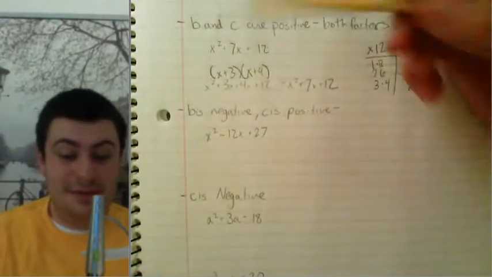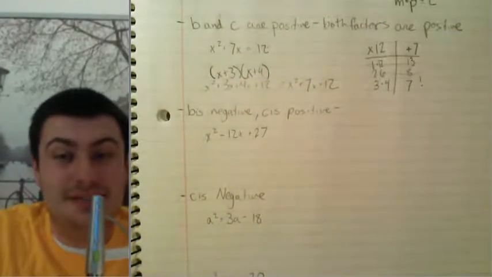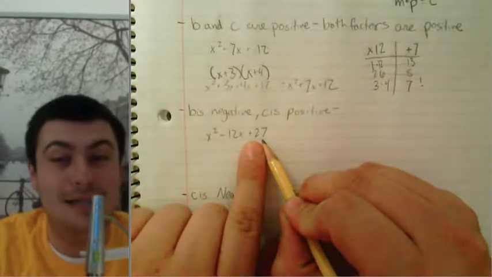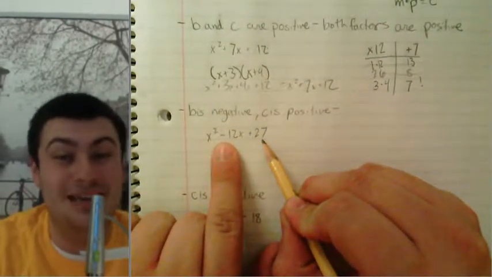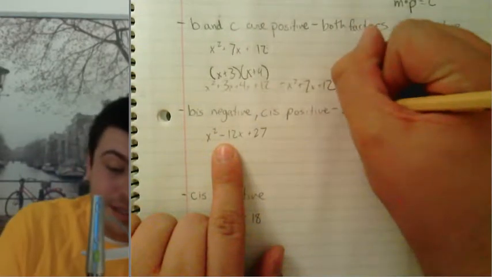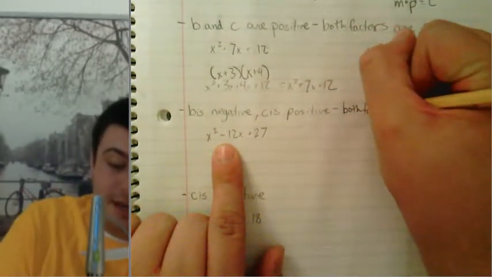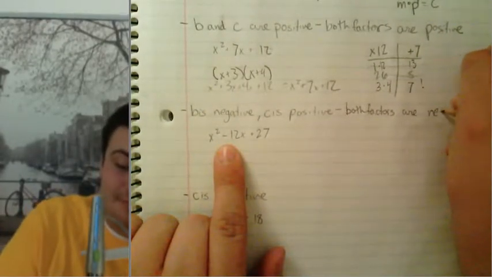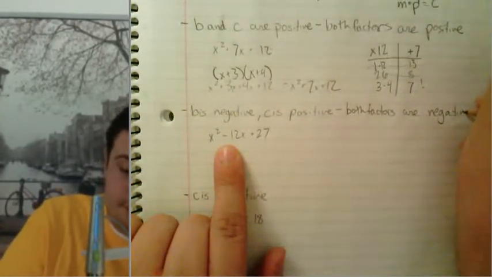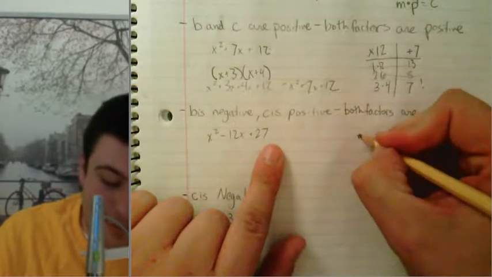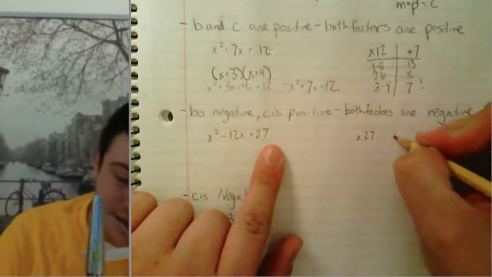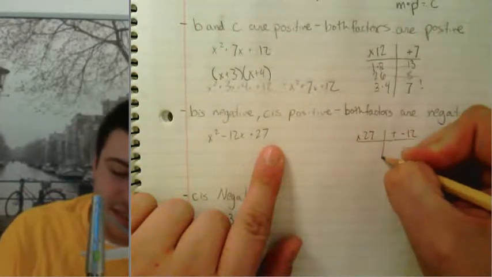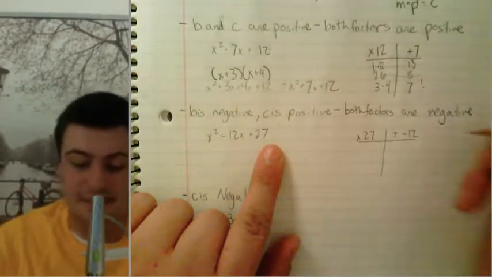In the event that we have a negative b and a positive c, think about this. If we have two numbers that multiply to a positive number and add to a negative number, that means that both factors are negative. So here we need to think what multiplies to 27 and adds to negative 12. Well, let's see, factors of 27.